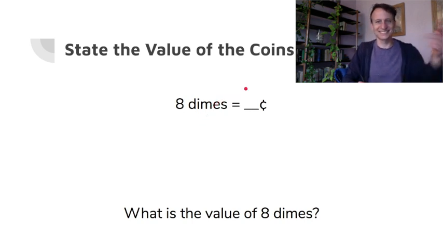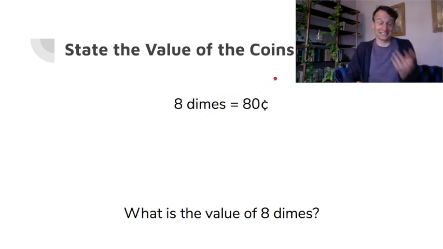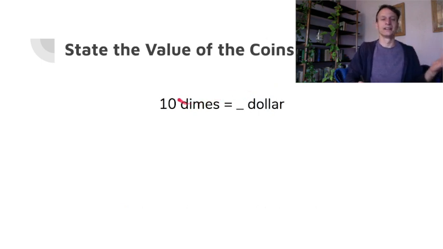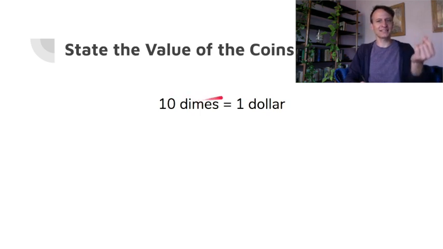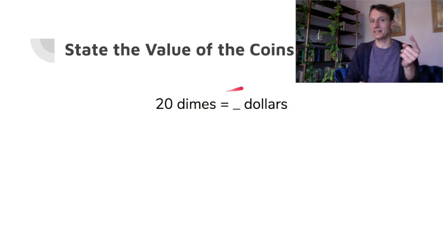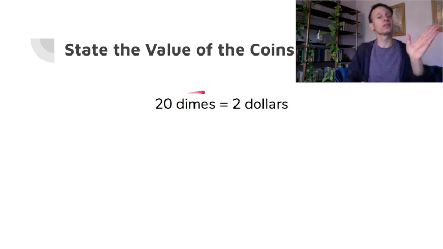8 dimes is 80 cents. You guys just got so in the flow there. 10 dimes now is $1, right? Okay, so this would be saying 10 tenths is 1 whole. So then 20 tenths is 2 wholes. 20 dimes is $2. We see?